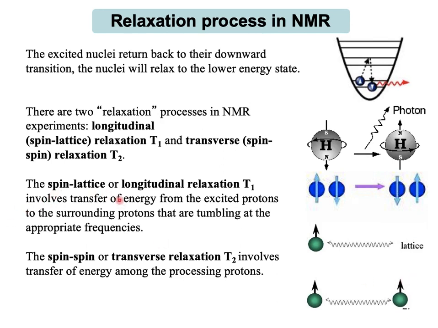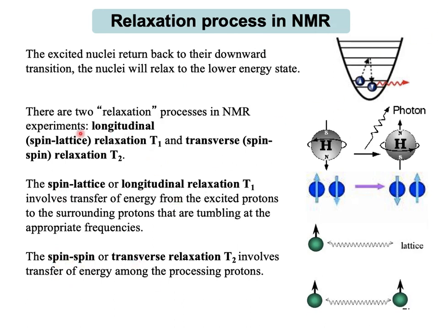If it transfers the energy to the surroundings, that relaxation is called spin-lattice relaxation, and it gives information about the environment of the proton. If it transfers the energy to the neighboring or nearby proton, that relaxation is called spin-spin relaxation or transverse relaxation. So remember, there are two types of relaxation in NMR: one is spin-lattice and the second one is spin-spin relaxation.